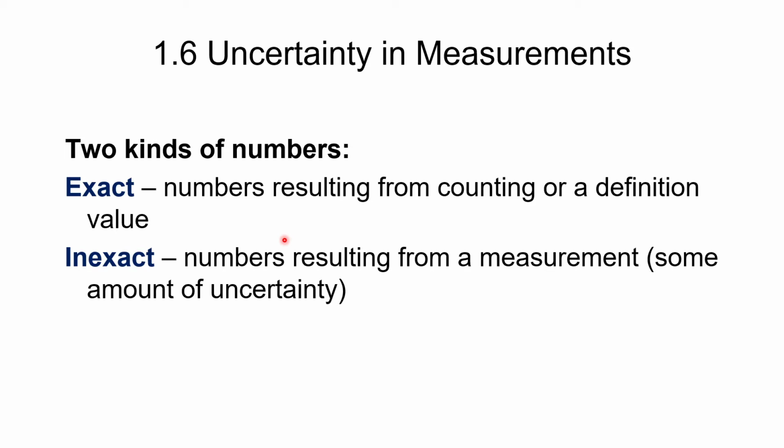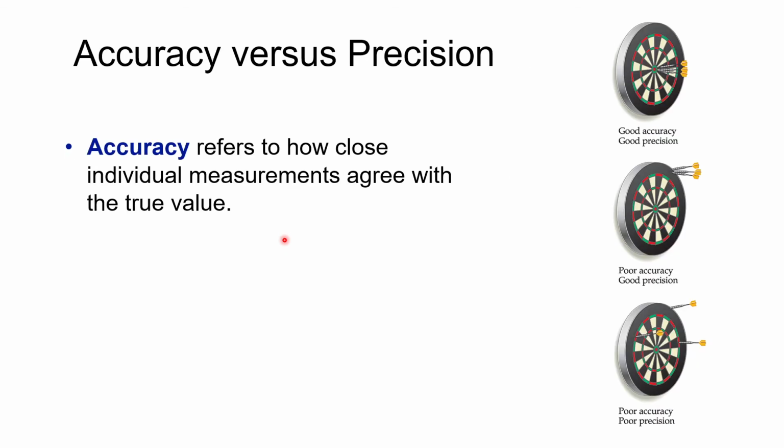With that amount of uncertainty, we need to indicate how much uncertainty we have. And so we use different ways of writing the measurement to indicate that uncertainty. So we're going to look at two definitions that we call accuracy and precision. So accuracy and precision.